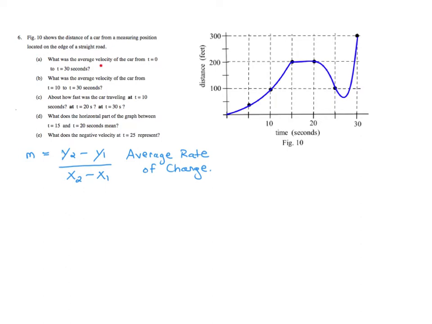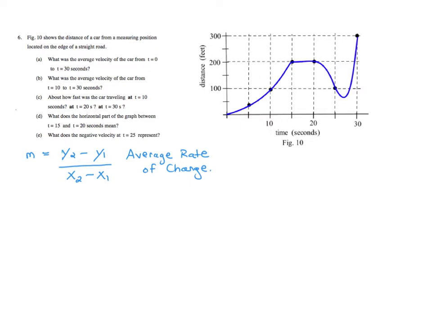What was the average velocity of the car from t equals 0 to t equals 30 seconds? So that is from here to here. The way you can visualize this is by drawing a line that connects the 2 points and then finding the slope of that line using this formula. That will be the average rate of change between those 2 points.